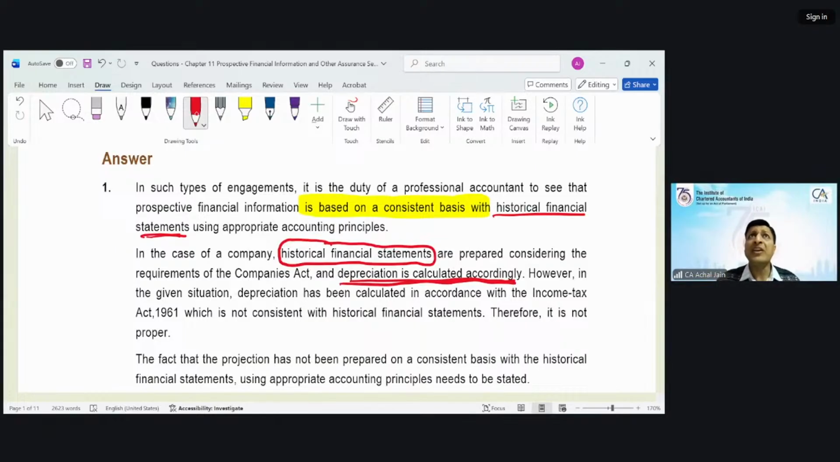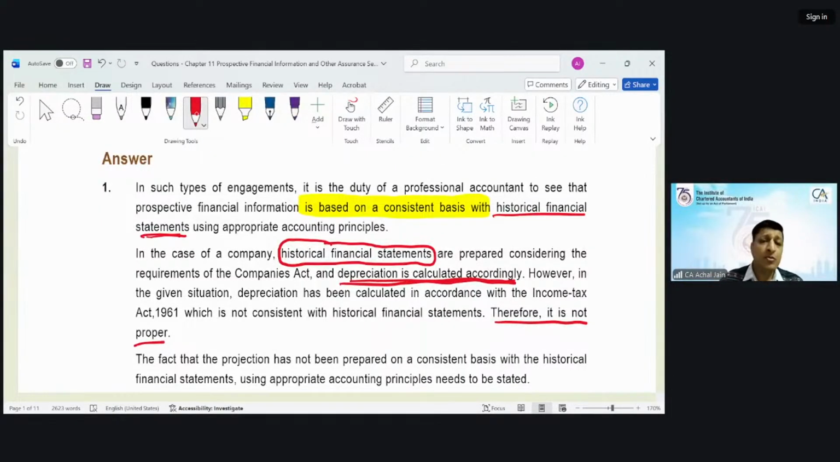And if let's suppose you are thinking of some event or transaction which is hypothetical in nature, basis this, then it may not really be prospective. It could be in the nature of pro forma that we just talked about. So to say that the depreciation which the management has considered will be as per income tax, that doesn't seem to be proper. Okay. So clearly that doesn't seem to be proper.